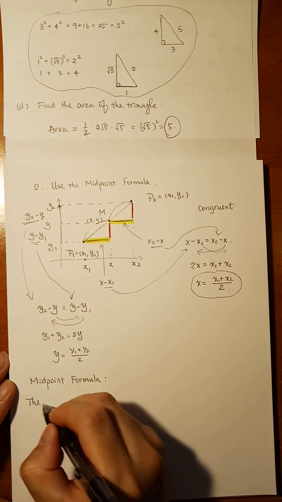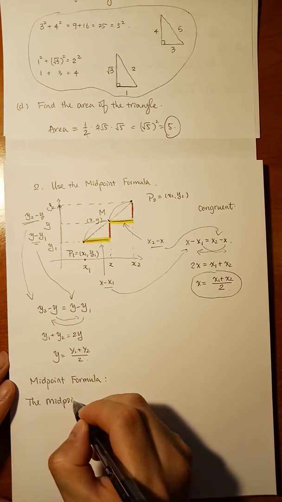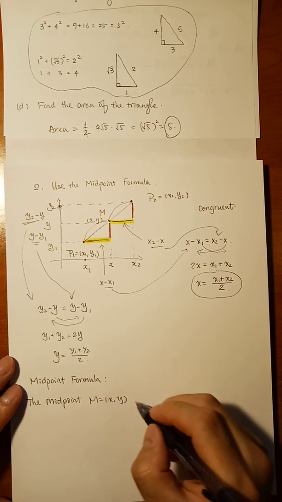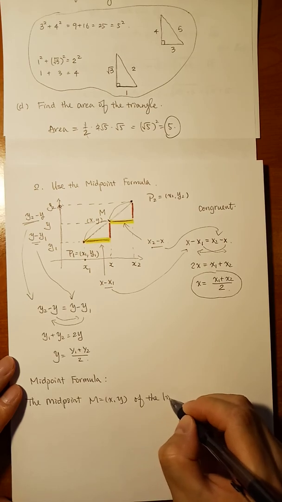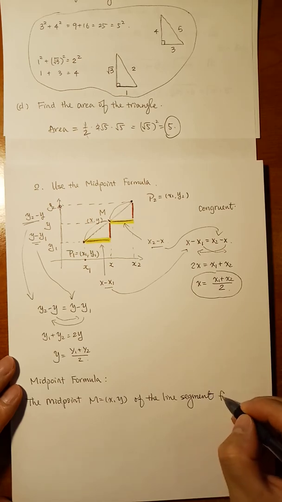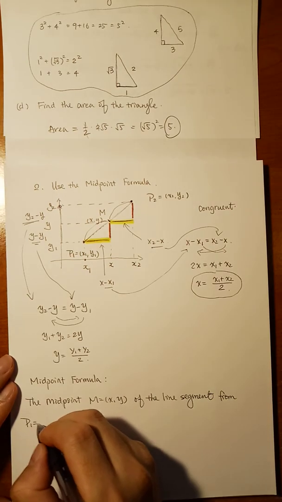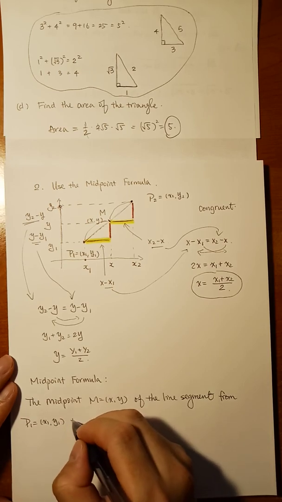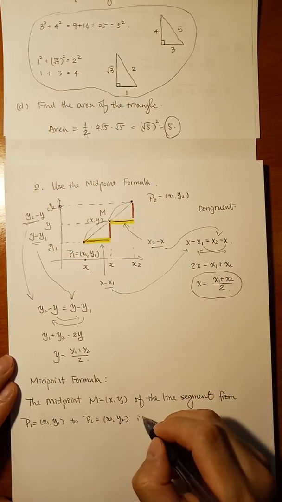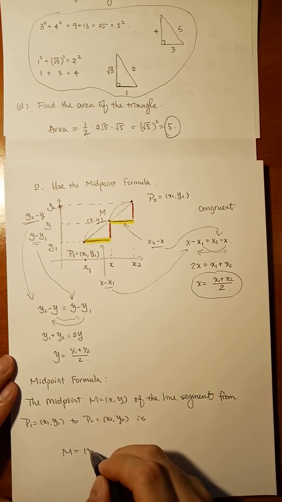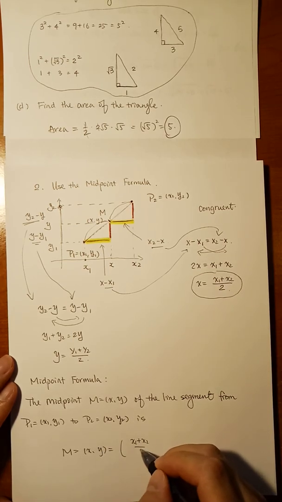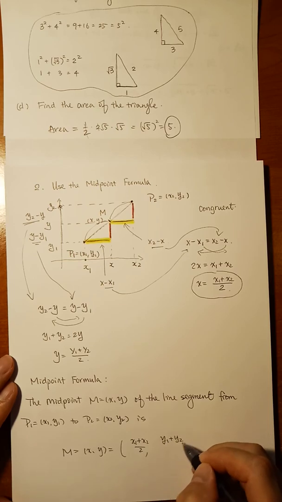The midpoint M with coordinate x, y of the line segment from P1 x1, y1 to P2 x2, y2 is M. It is x, y, and x is just x1 plus x2 over 2. y is y1 plus y2 over 2.